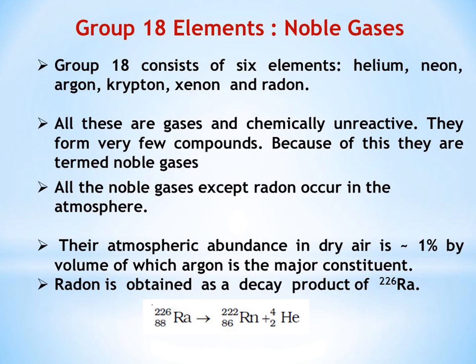So all the noble gases except radon occur in the atmosphere. Radon mattum atmosphere la irukadu. Their atmospheric abundance in dry air is around 1% by volume, of which argon is the major constituent. So atmosphere la argon gas dhaan adhigama irukku, radon gas suttama kedaiyadu. Radon is obtained as a decay product of Ra. So radon vandhu oru decay product consider panraanga.